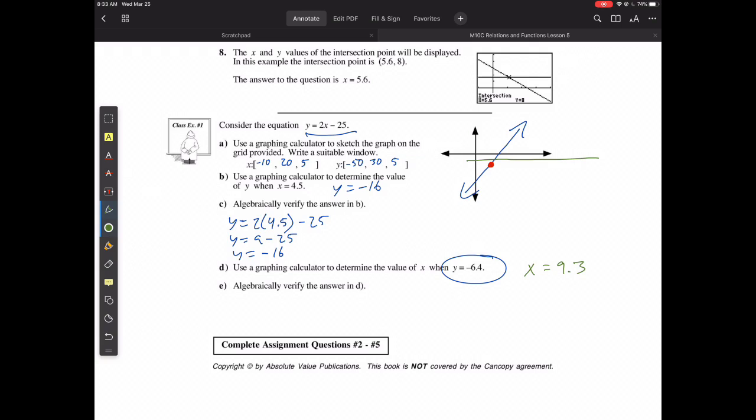If I algebraically verify it, negative 6.4 is equal to 2x minus 25. Put brackets around the negative 6.4 to show that I replaced a variable. I'm going to add 25 to both sides and get 18.6 is equal to 2x, and when I divide both sides by 2, x is equal to 9.3, and that one all makes sense.